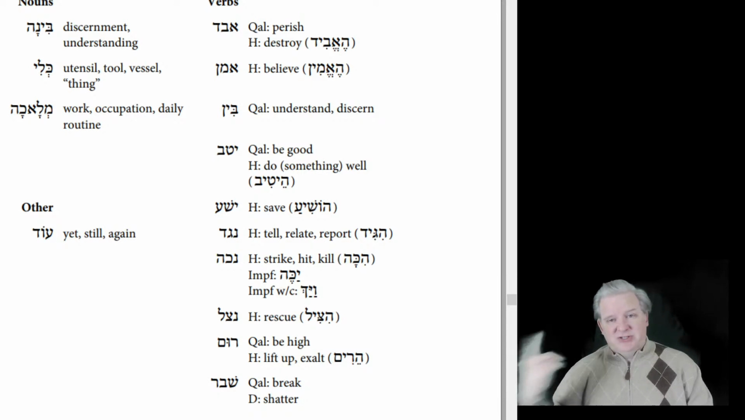And remember, the Hishtafel has just one verb that shows up on occasion. And you already know what it is. You prostrate yourself and pray, and it's easy.